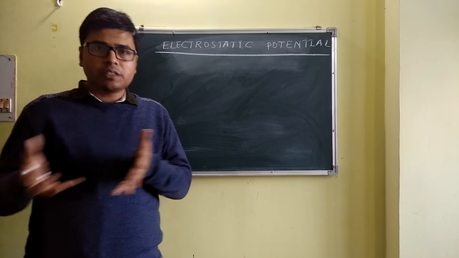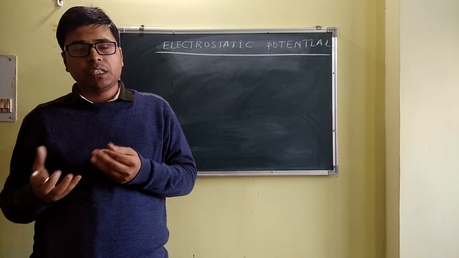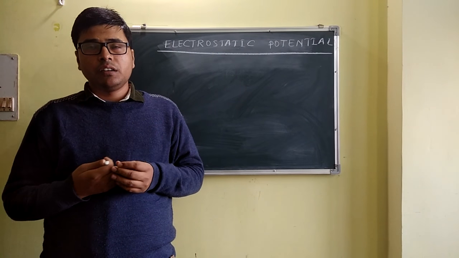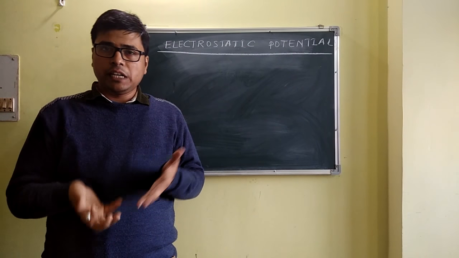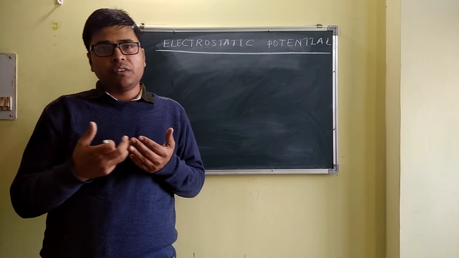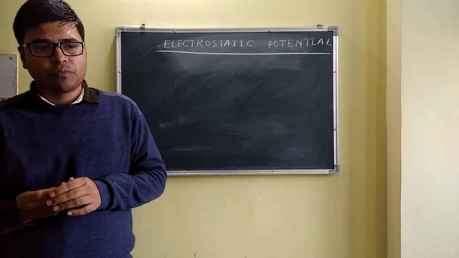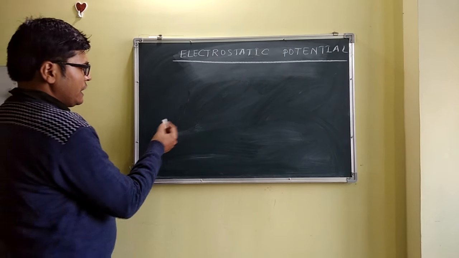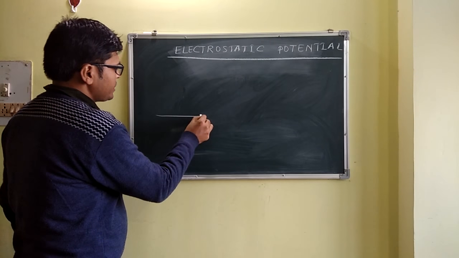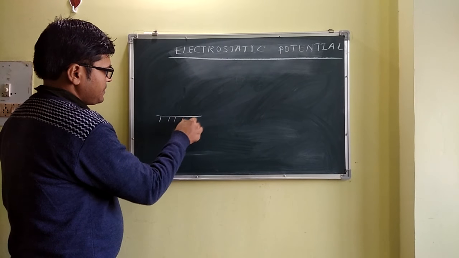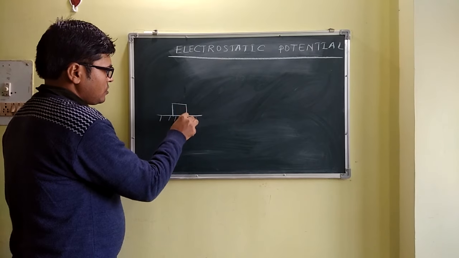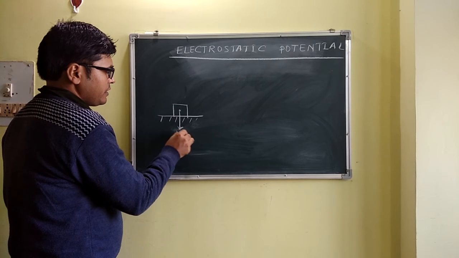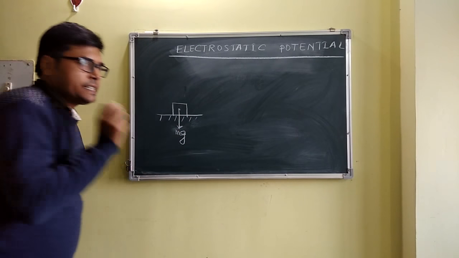We have a very analogous example to electrostatic potentiality, which is gravitational potentiality. And it would be easier to understand electrostatic potentiality if we understand gravitational potentiality. So what happens in case of gravitational potentiality? Suppose we have an object placed on Earth, right? So a force mg, which is gravitational force, is acting downwards.